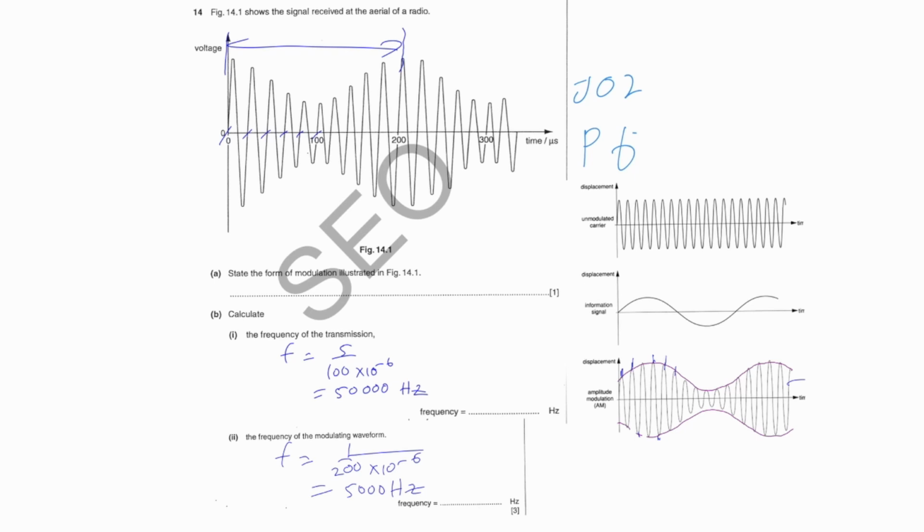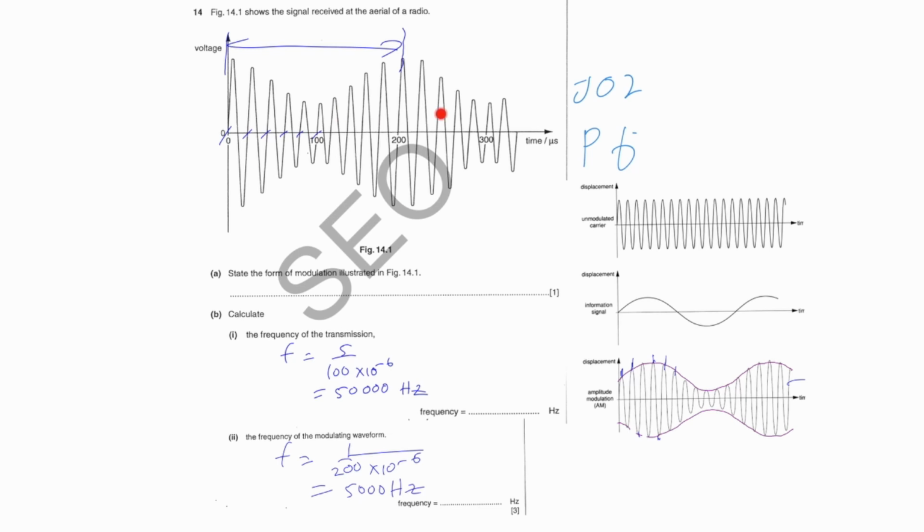Right, for this question, which is actually amplitude modulation. So how do I know that this is amplitude modulation? Because can you see the amplitude changing but frequency is constant. So therefore the form of modulation here is amplitude modulation. So the next one is to find the frequency of the transmission, which is this frequency.